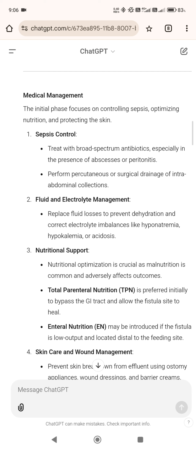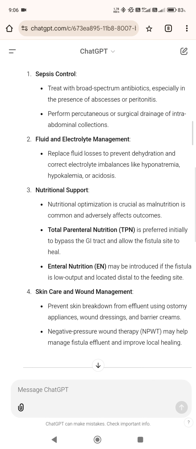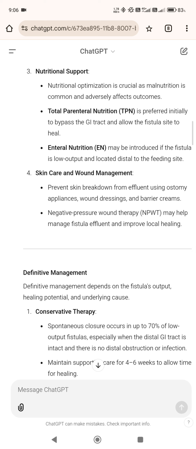3. Nutritional support. Nutritional optimization is crucial as malnutrition is common and adversely affects outcomes. Total parenteral nutrition, TPN, is preferred initially to bypass the GI tract and allow the fistula site to heal. Enteral nutrition, EN, may be introduced if the fistula is low output and located distal to the feeding site.